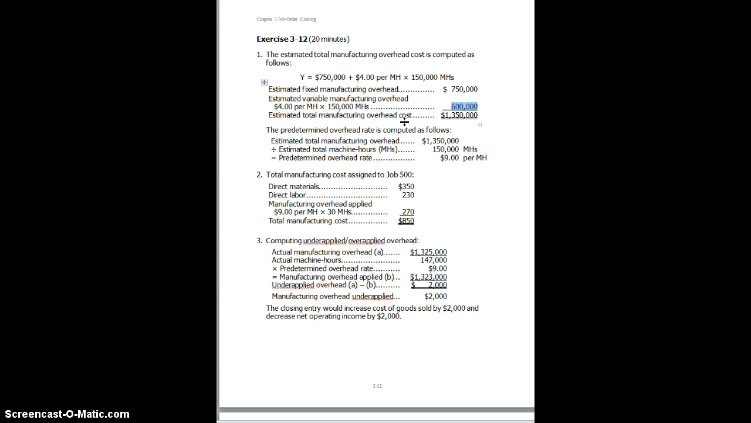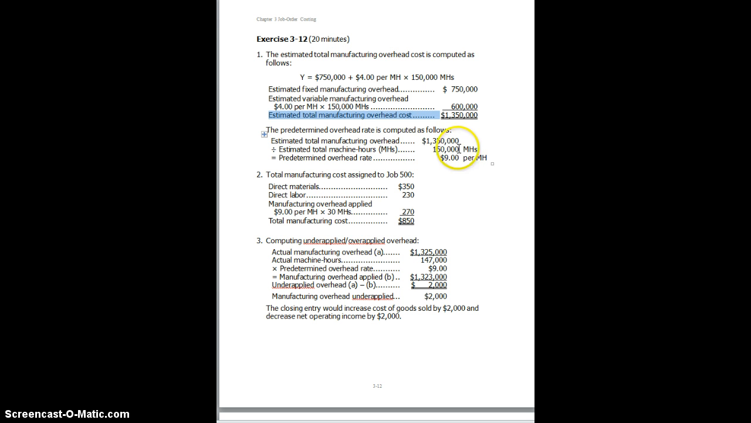Our estimated total manufacturing overhead is made up of two parts. It's the fixed manufacturing overhead plus the variable manufacturing overhead. So in this problem, we had to take one step and calculate the total variable overhead, add it to the fixed overhead to give us the estimated total manufacturing overhead cost.